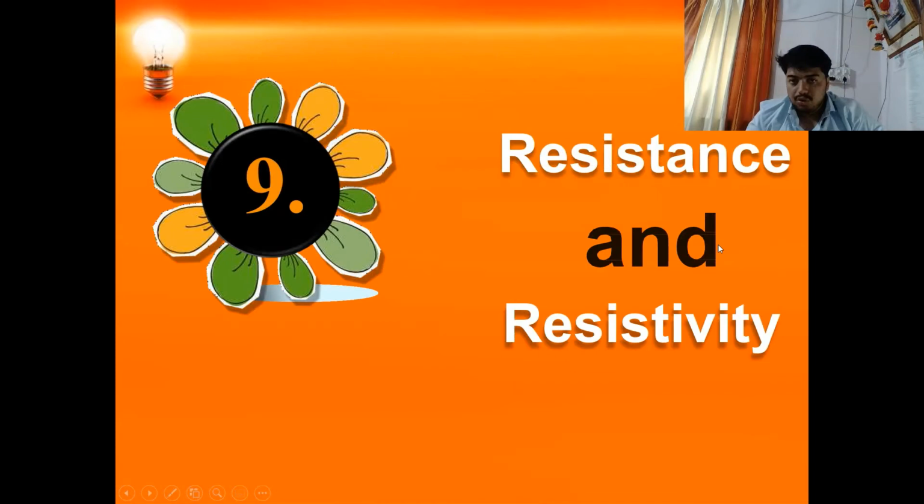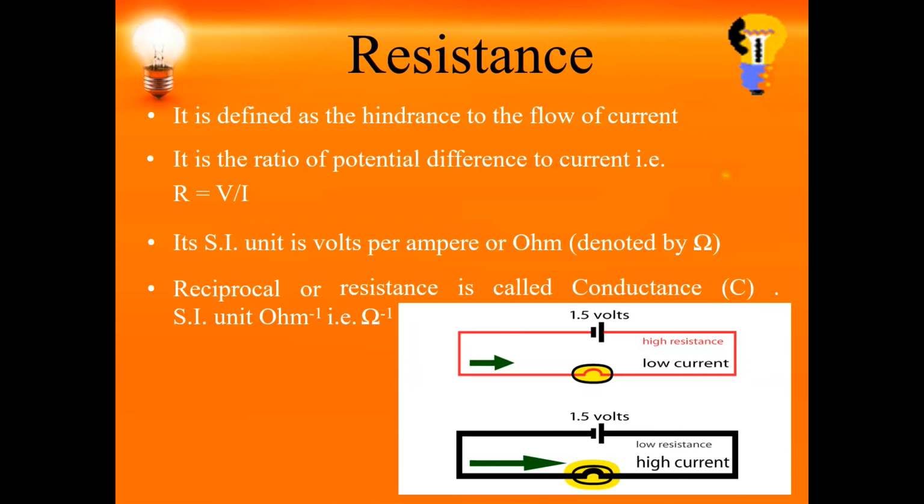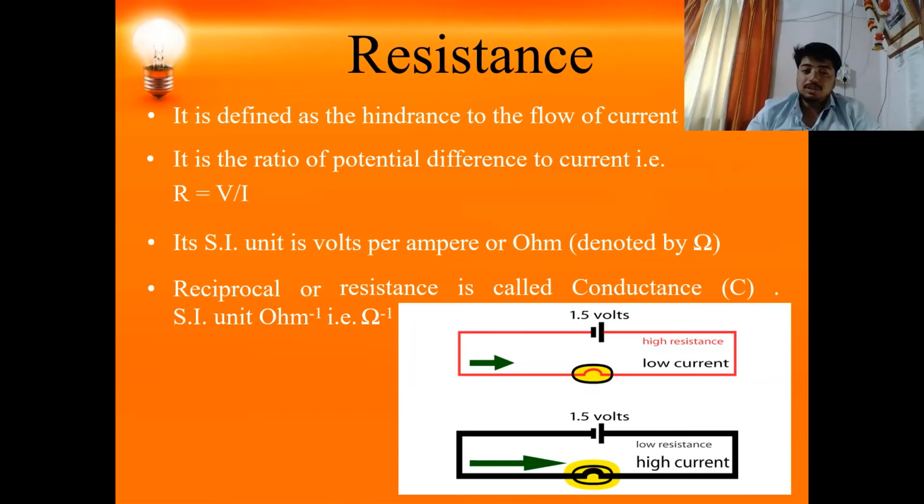does not hold good. Now resistance and resistivity. Resistance is defined as hindrance to the flow of current. Hindrance means opposition. It is the ratio of voltage and current. As I said, V is equal to IR, hence R is equal to V by I. Simple. Its SI unit is volts per ampere, or ohm, and its reciprocal is called conductance, that is G. The SI unit of conductance is ohm inverse. Simple. The unit of resistance is ohm and the unit of conductance, the reciprocal of resistance, is ohm inverse.